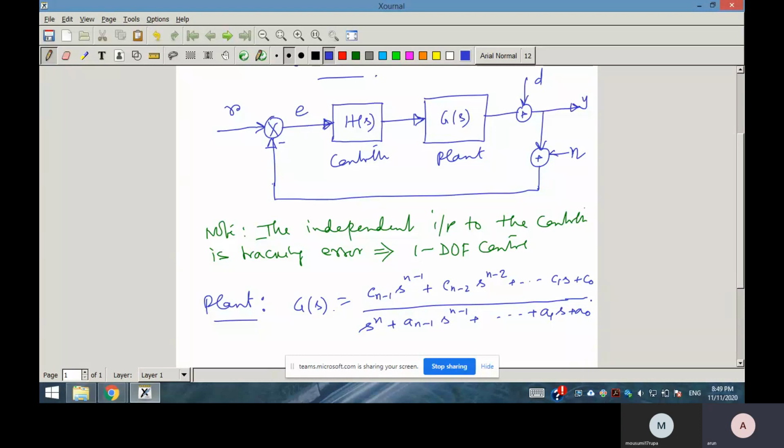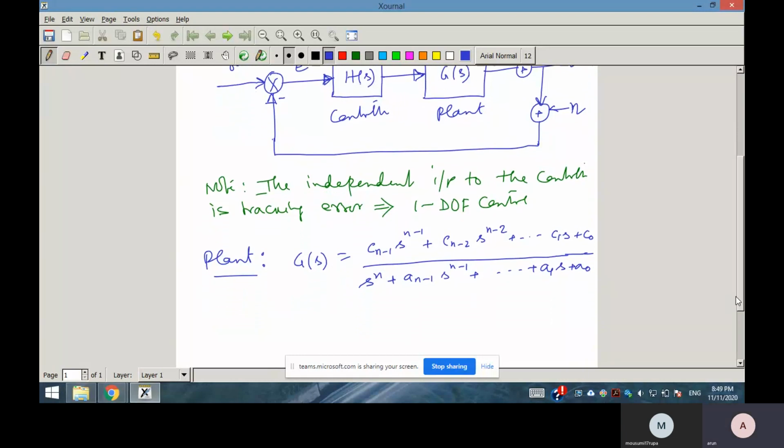So this plant is general in the sense that it represents any strictly proper plant. For example, if it is a relative degree 1 plant, then C n minus 1 is not equal to 0. If it is a relative degree 2 plant, then C n minus 1 equals 0, and so on. So this is a general plant.